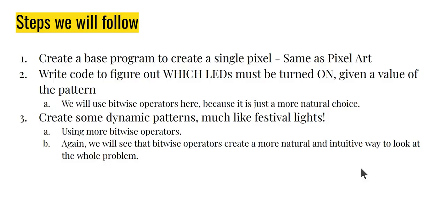Next, I will write the code using bitwise operators. Like I said, that's the more natural choice here, to figure out which LEDs must be turned on, and I will make them red. So we'll specify a pattern from 0 to 255, and that pattern will be visually seen on the LEDs. Next, we'll move on to some dynamic patterns, much like our decorative festival lights. Again, we will use more bitwise operators, and you will get a better feel for what it means to right shift and left shift, and why it is also a natural and intuitive way to look at the whole problem than to think in terms of numbers. And that's the whole point.